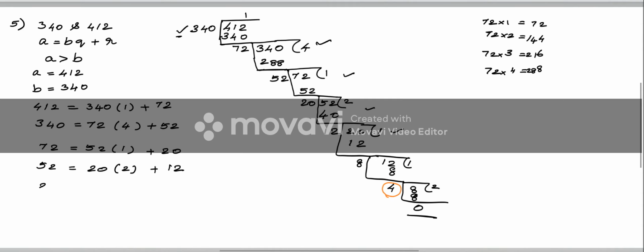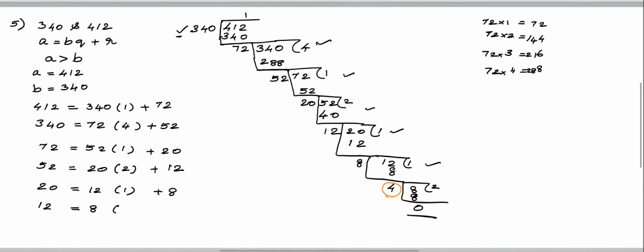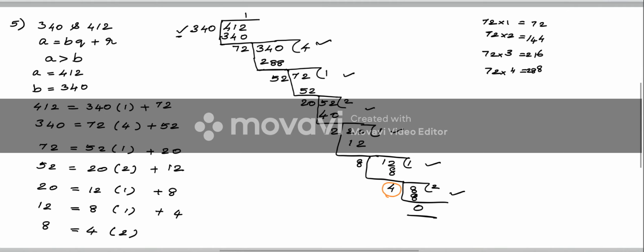Your dividend is 20, your divisor is 12, quotient is 1 and the remainder is 8. Come to the next step. Your dividend is 12, your divisor is 8, quotient is 1 and your remainder is 4. Yes, next one. Your dividend is 8 and your divisor is 4, quotient is 2 and your remainder is 0.